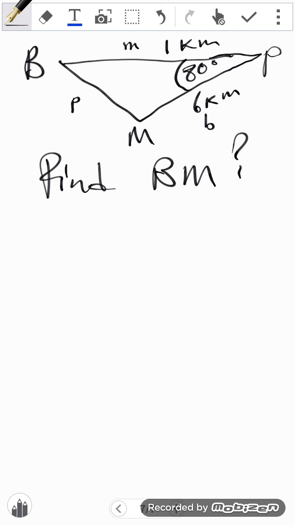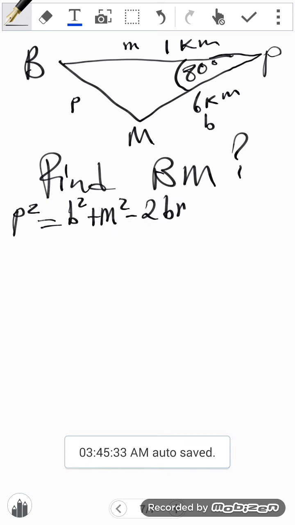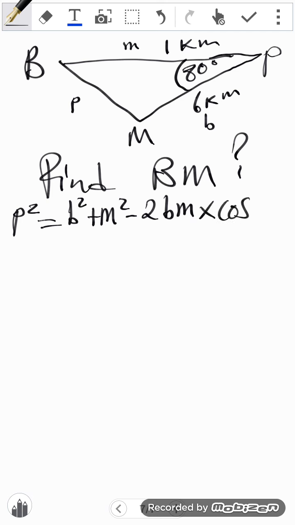The formula will start by writing the first letter that is found on the line that you're looking for. You're looking for the line BM. On BM, you have the letter what? P. So you say P squared is equal to, what do you have? Yes, you have the two given sides B and M. So you say B squared plus M squared minus 2 BM times what? Cos the angle P. Yes, you're right. You see? So just doing the same thing over and over again.